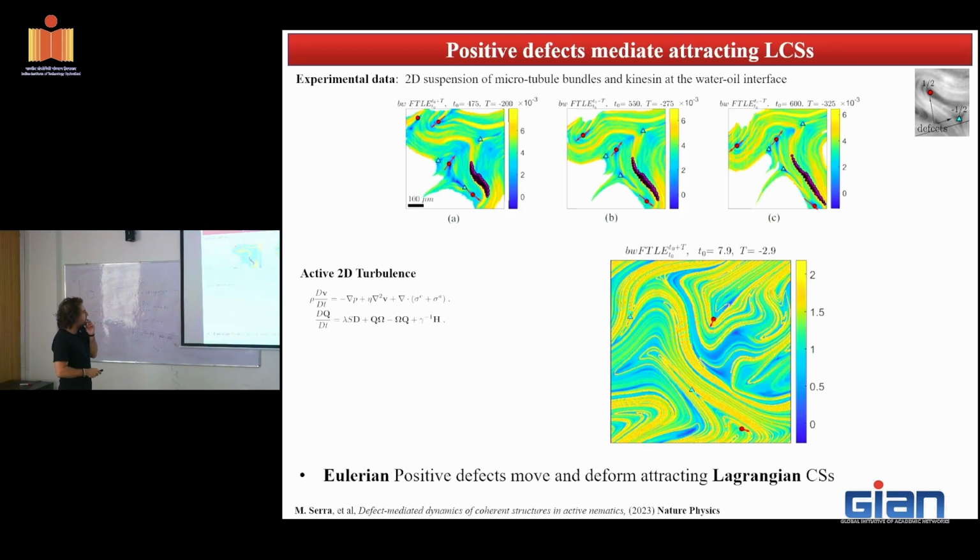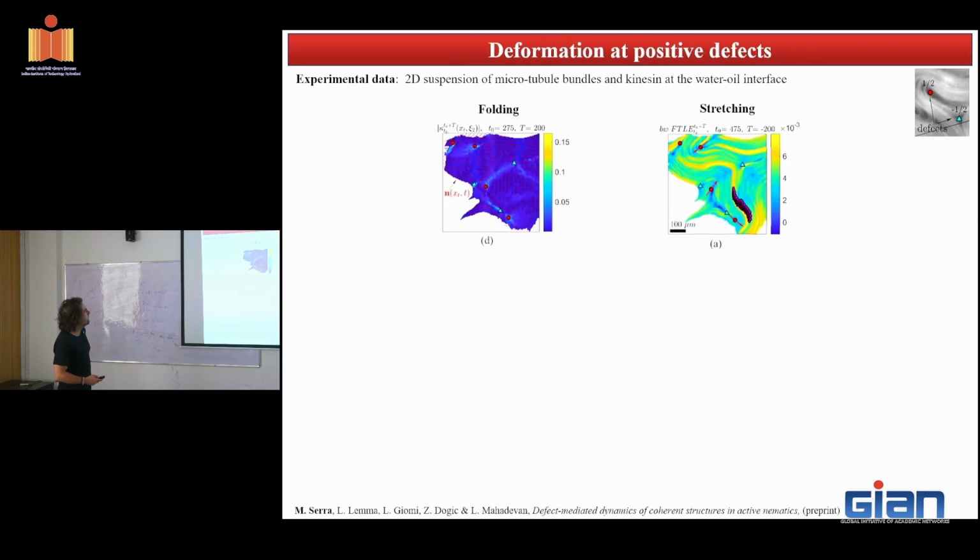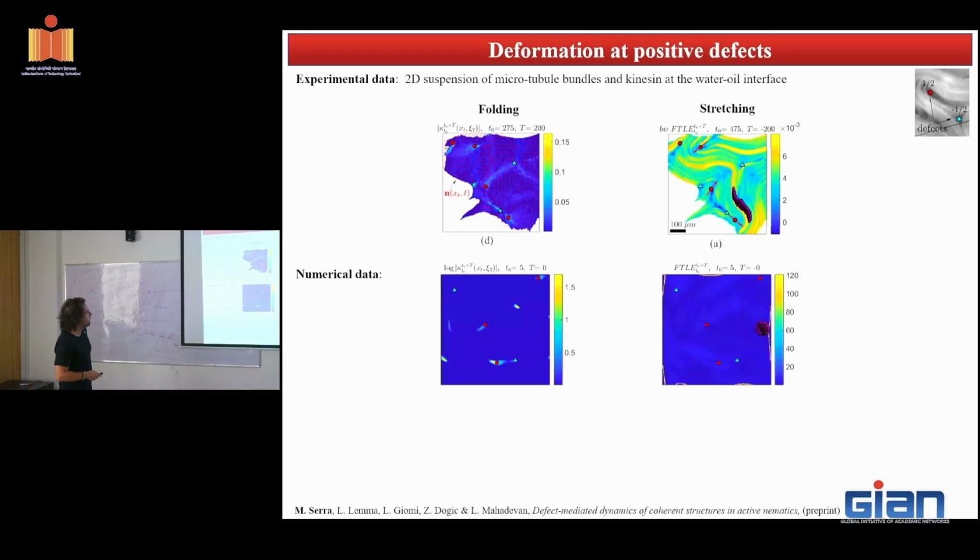So here basically we found that the Eulerian positive defects move and deform the attracting Lagrangian coherent structures, and therefore this was a way to start connecting topological defects and quantification of orientational order with FTLE, something that we can also think of as a positional order, or order of material transport. We also looked at the folding in the corresponding defects, because now we know all the equations to quantify folding.